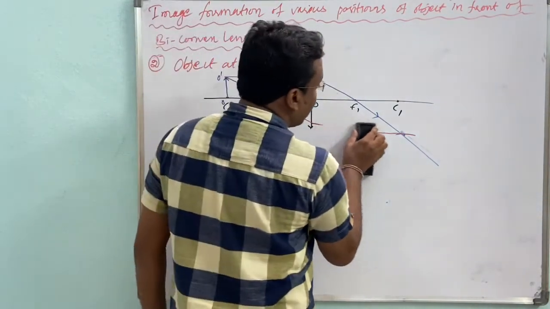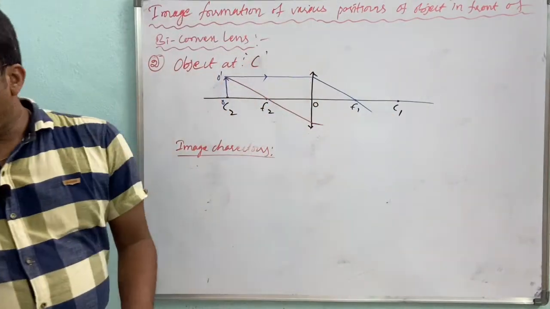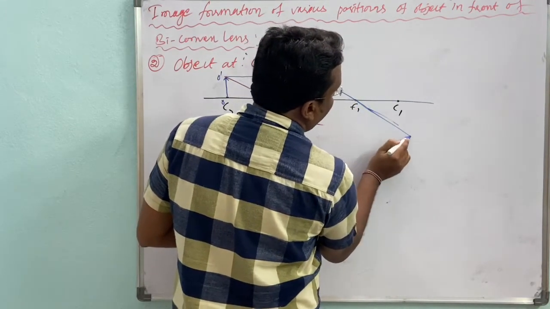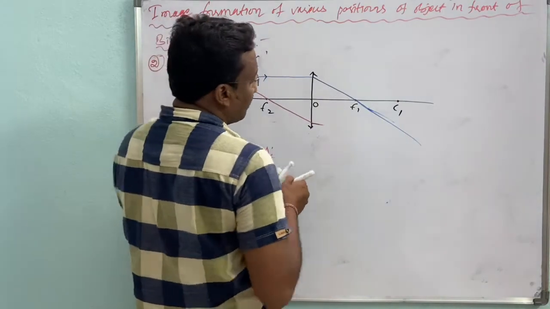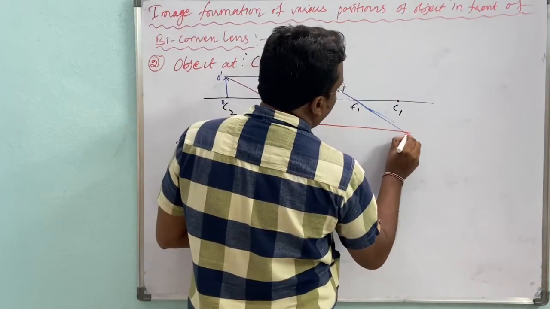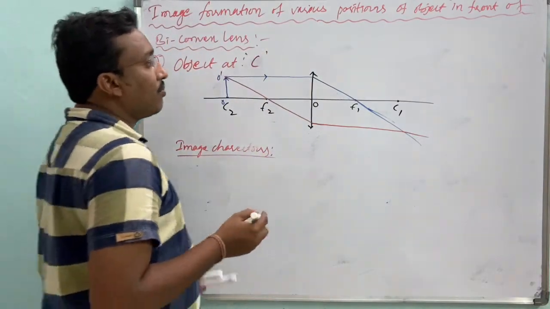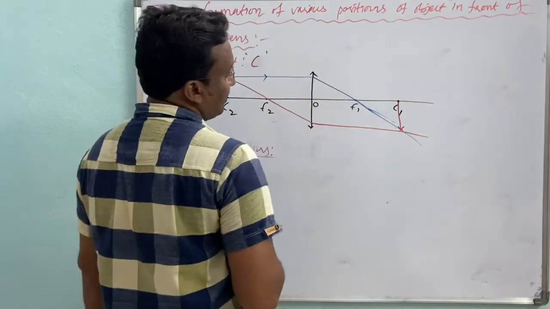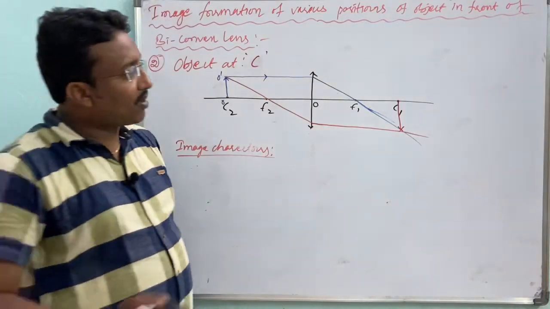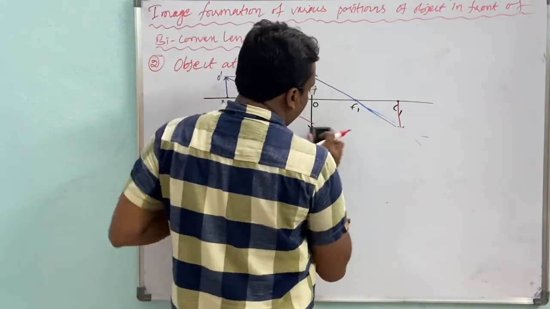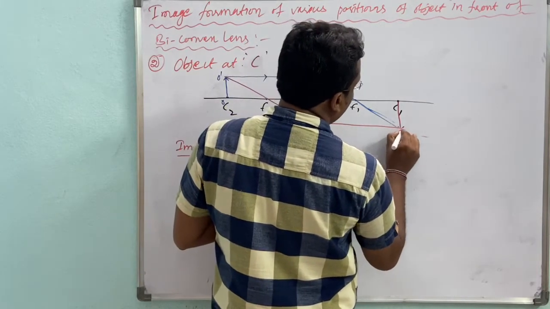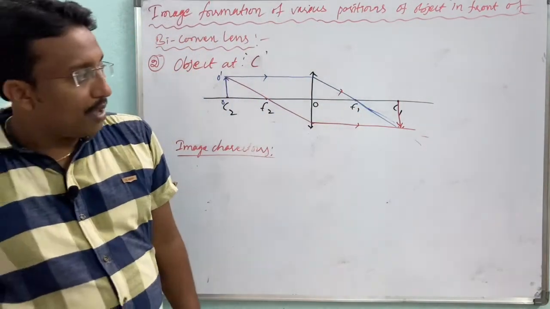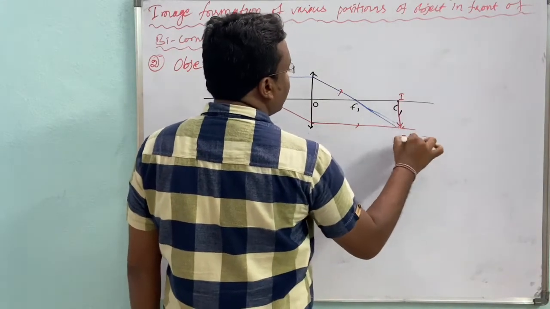While drawing the ray diagrams, you have to use a scale to get straight lines. And from the point of intersection, draw the normal. Then you will get the image. Here my line is a little bit bending this way. Then you will get the image also on the center of curvature.